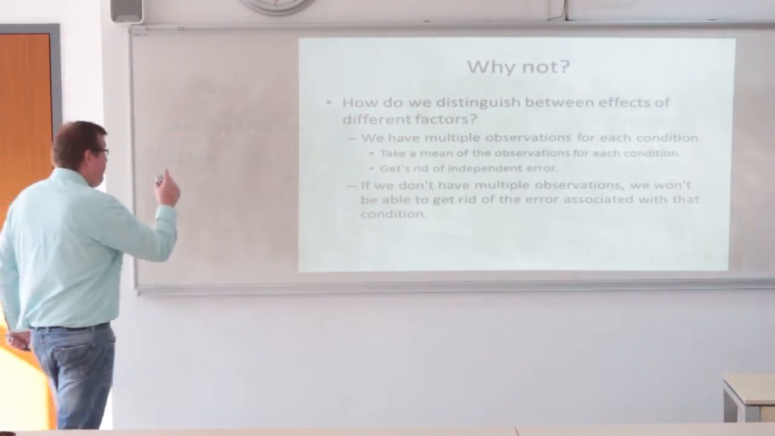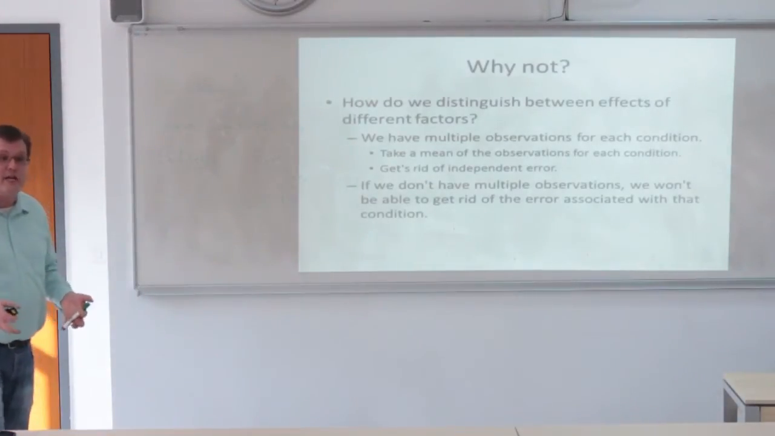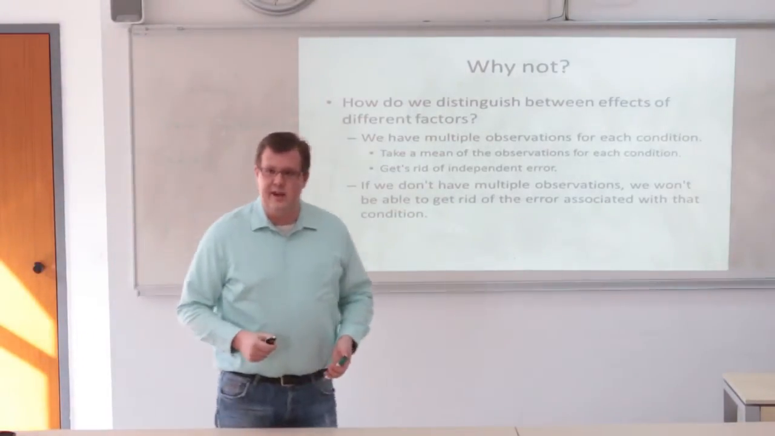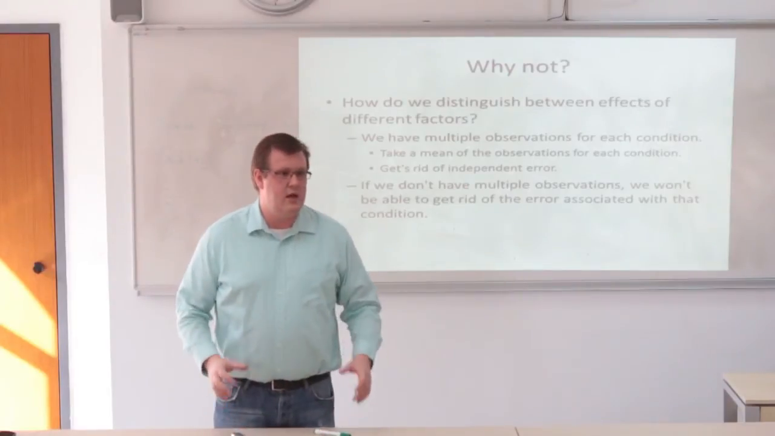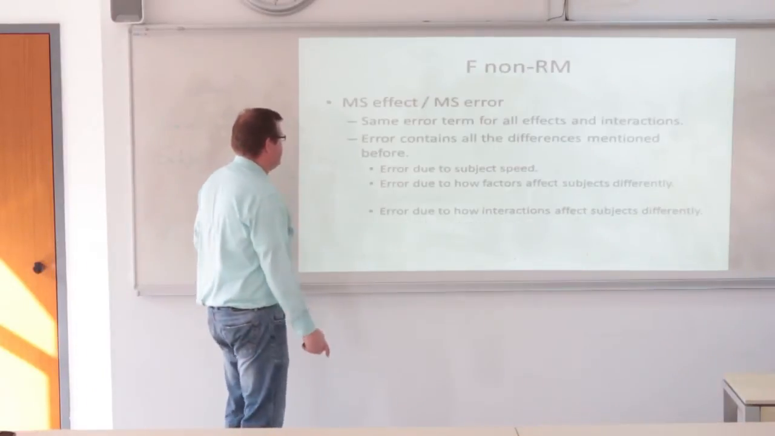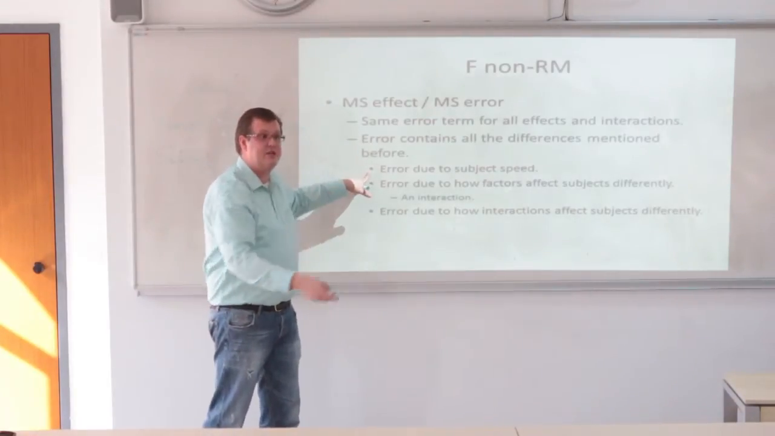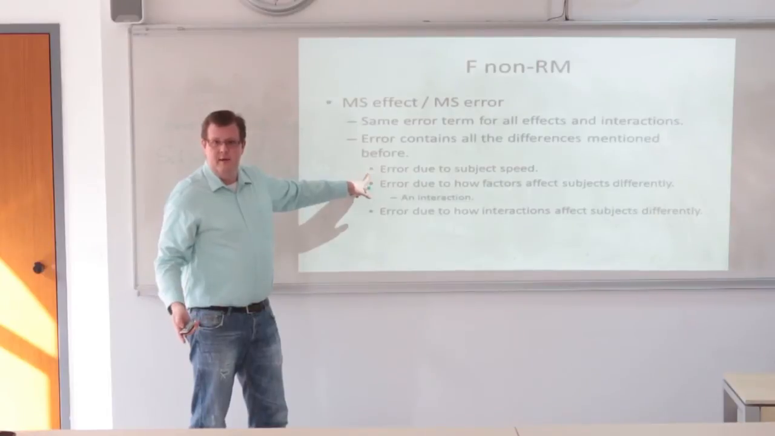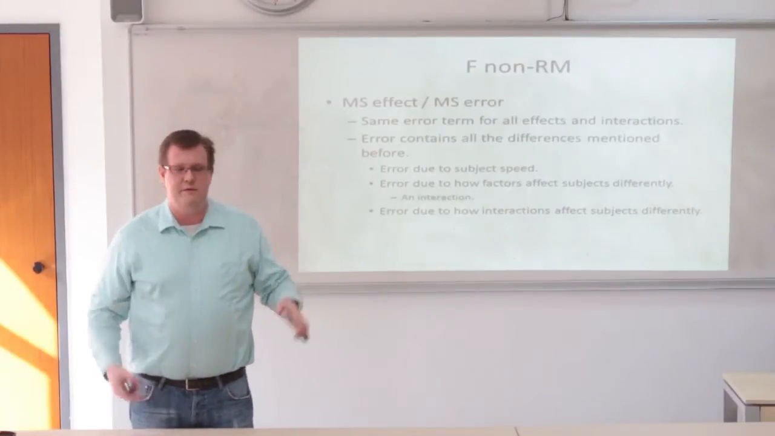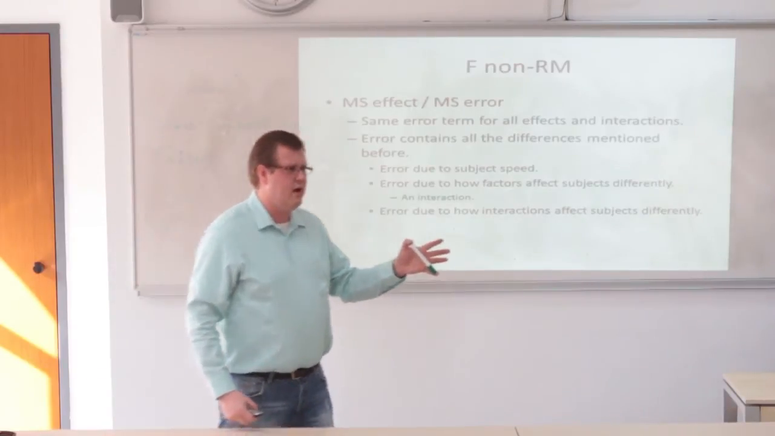So the problem with our non-repeated measures thing is that we don't have multiple observations for each subject, right? If we had multiple observations for each subject, then we would be able to hone in on parts of that subject's error, right? Faster subjects overall are going to be performing under all of the conditions a bit faster than other people, right? But with the non-repeated measures, we only have one observation. We don't know if this is a fast person or a slow person or a hardworking person or an opal.